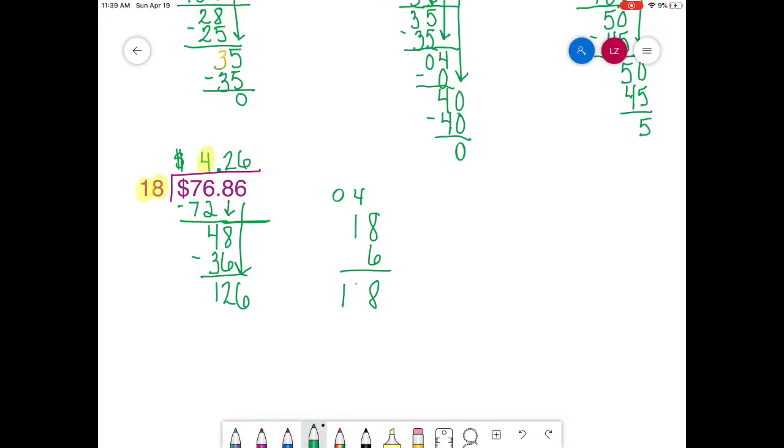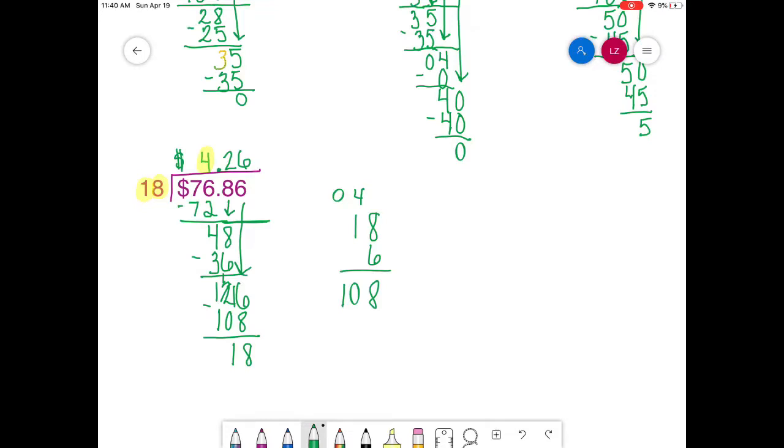6 plus 4 is 108. Well, it definitely fits in there. So let's try and subtract and make sure that we end up with a remainder that's less than 18. This changes to a 1. Oh, look at that. We ended up with a remainder of 18.